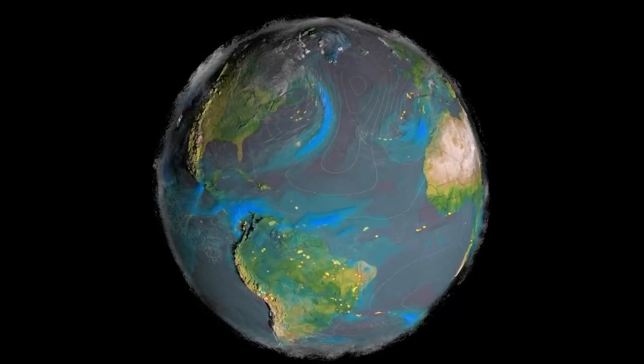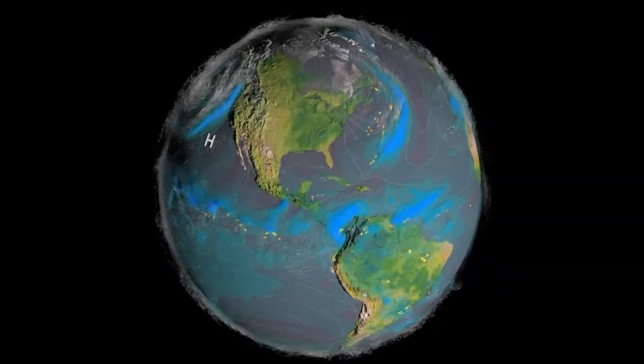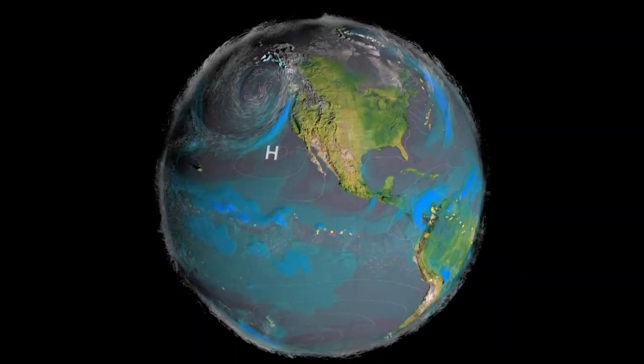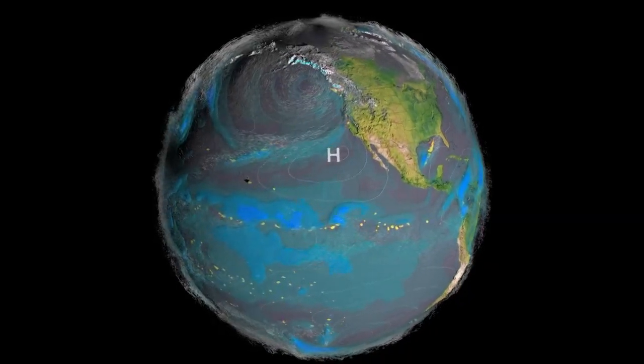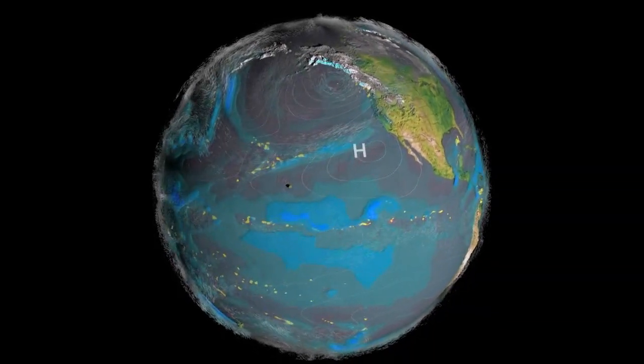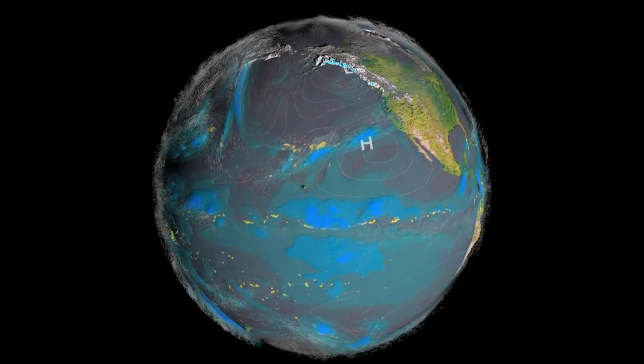With a data set that provides hourly information around the globe since 1980, there's still much that can be learned about Earth's atmosphere and the transport of water and energy around the globe.